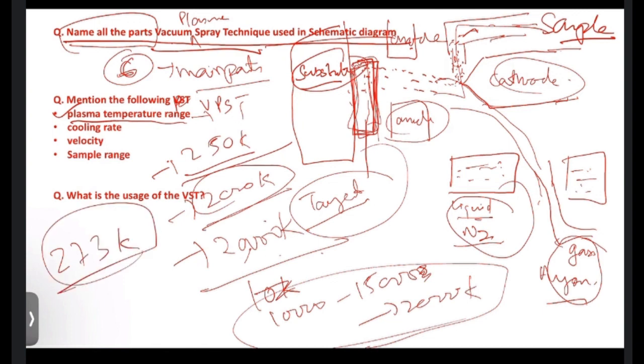Sorry, 300 Kelvin is the room temperature. And 250 Kelvin is around 0 degrees Celsius.